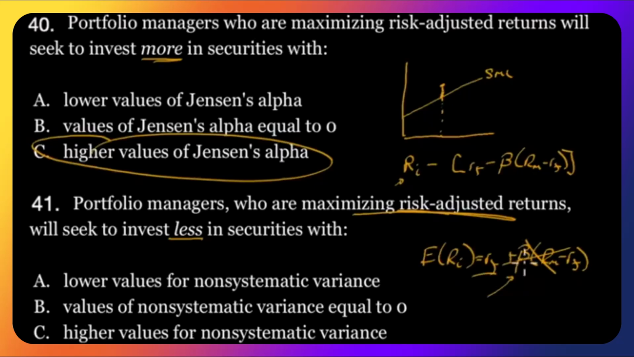Since beta captures systematic risk, and we want to maximize our risk-adjusted return, we should seek to invest less in securities with, well, the opposite of systematic risk, which is non-systematic. We should invest less in securities with lower values for non-systematic variance? No. Values of non-systematic variance equal to 0? Well, no, because that is exactly what we want, because we want the highest amount of systematic risk. Higher values for non-systematic risk. That is what we want less of. We want less of higher values of non-systematic risk. So our answer there would be C.